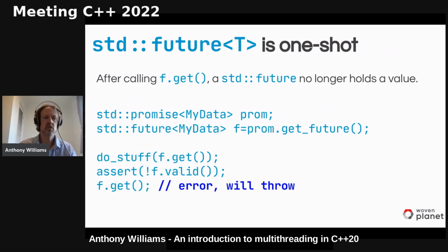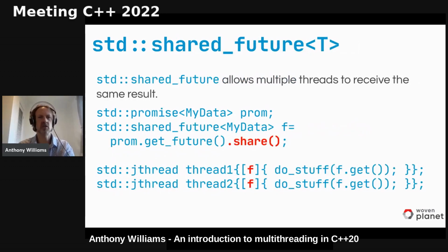A future is one shot. So after you've called get, it's no longer valid, and calling it again will throw. If you want to do it twice, then use a shared future, and you get that by calling share on a normal future.